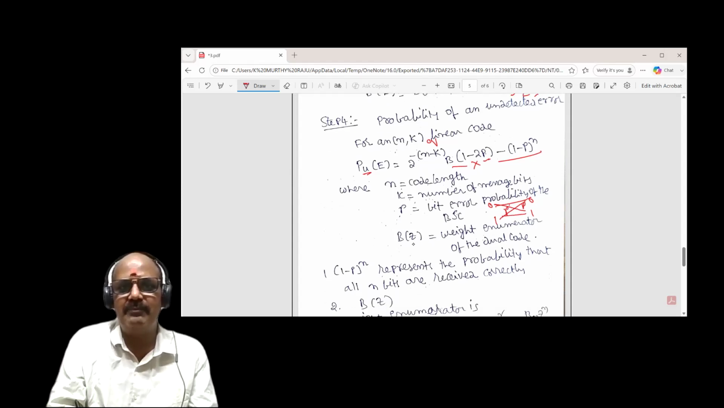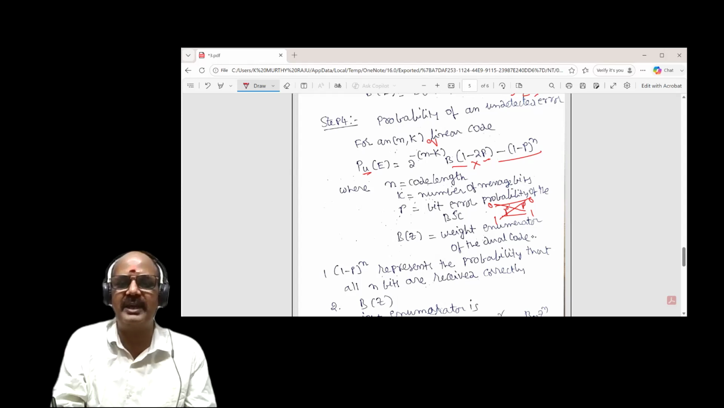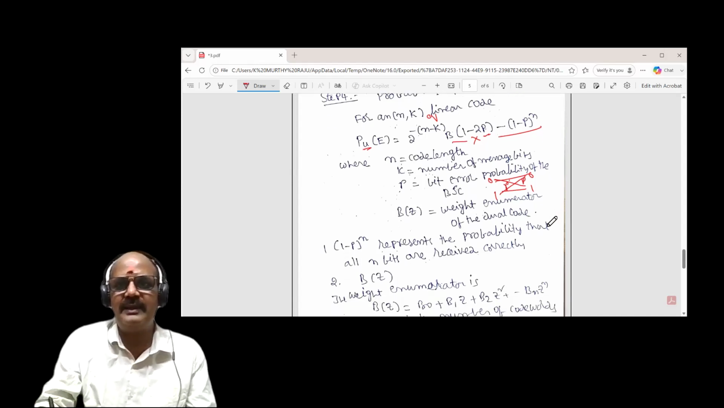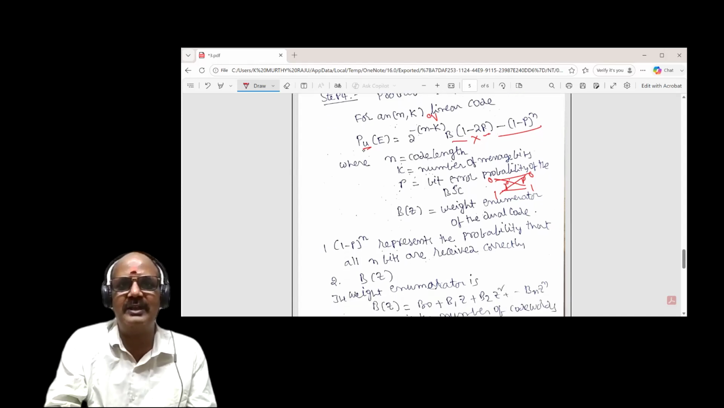B(z) is the weight enumerator of the dual code, with z equal to 1 minus 2p. Later I will discuss this. There are some important terms involved in the probability of undetected error of linear block codes.